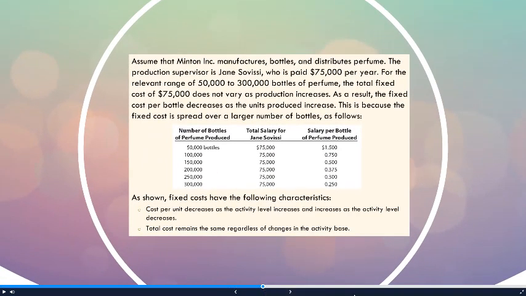Now let's take a look at these fixed costs, not in a graph form. As you can see, our salary remains constant no matter how many units we produce. Here we're talking about perfume bottles. As the number increases, our total will remain the same, but on a per bottle basis, you can see that the amount that it's going to cost per unit will go down. So as production increases, our fixed cost per unit would decrease.